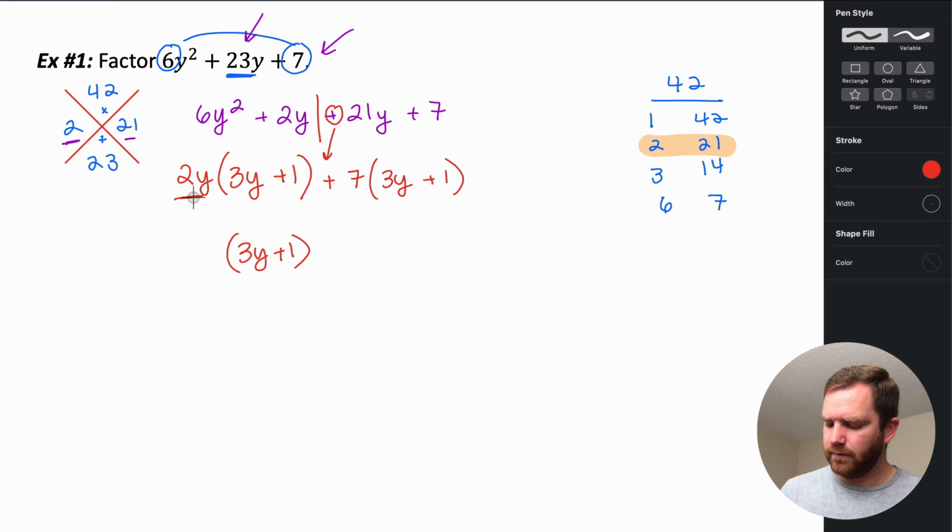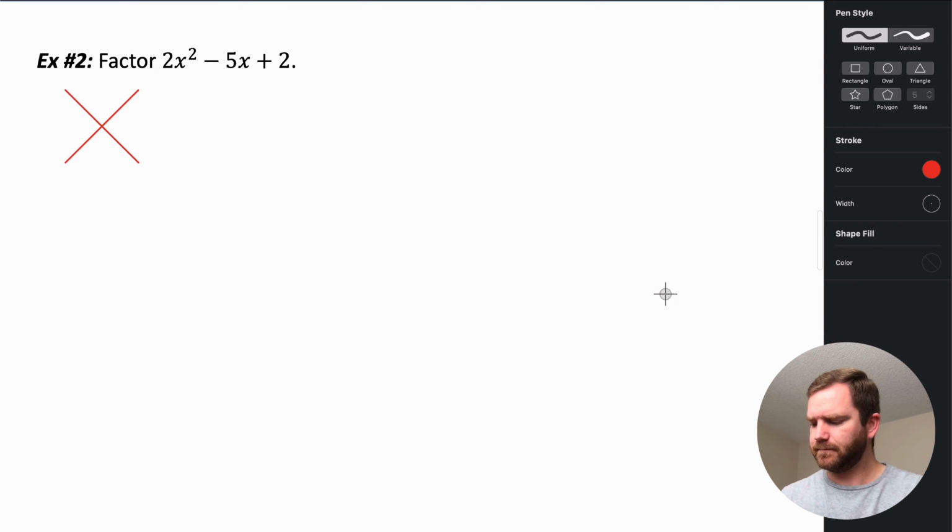And then remember, our second group comes from what's on the outside, so 2y plus 7. So we have now taken this quadratic trinomial and split it up into a product of two binomials. This is the process of factoring quadratic trinomials. So let's go ahead and try another one.